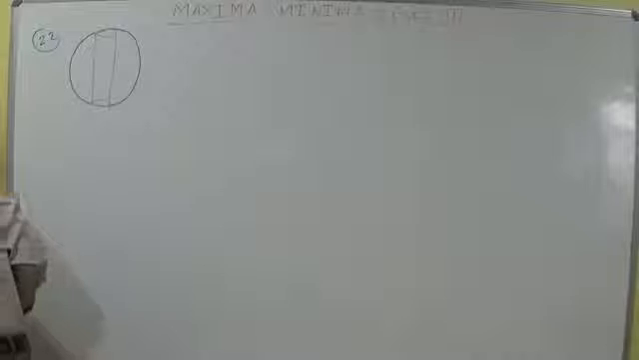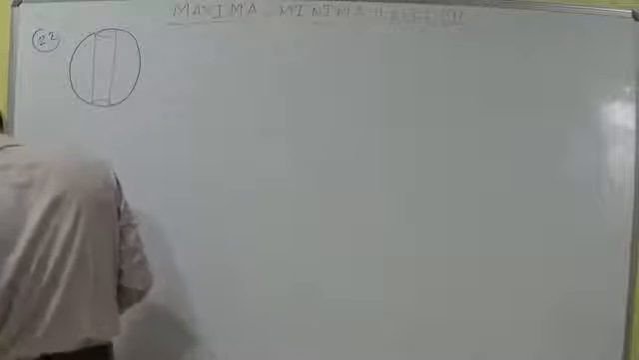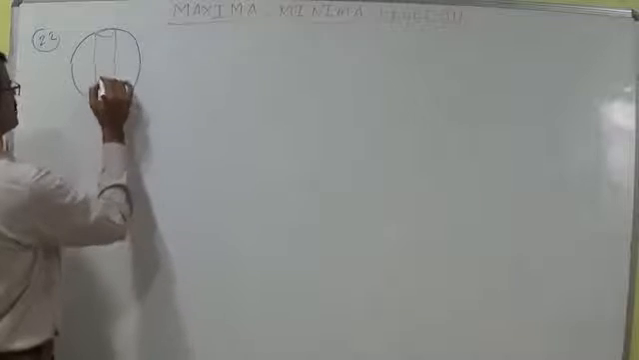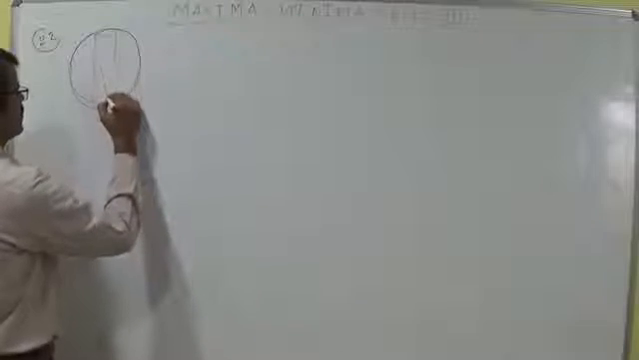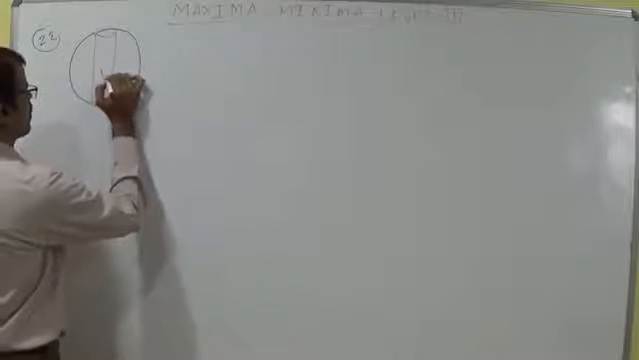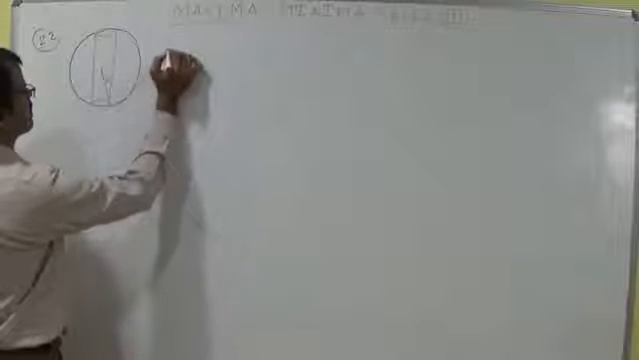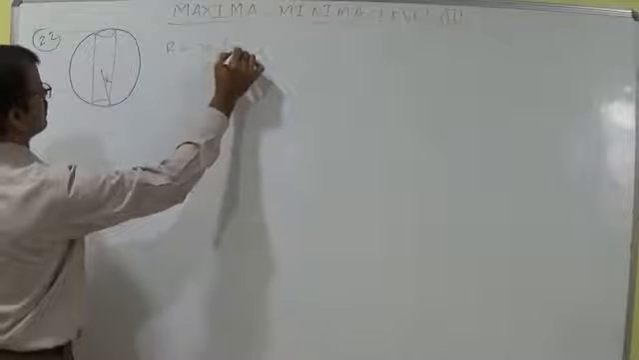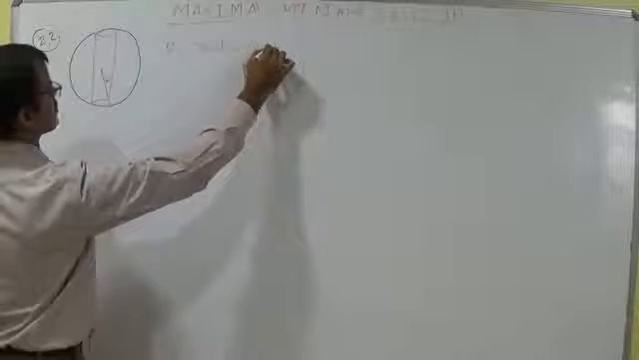Volume or area, once read the question. The radius of a right circular cylinder of maximum volume. This is having maximum volume. This is the center, indicated with capital R. Capital R is the radius of the sphere.